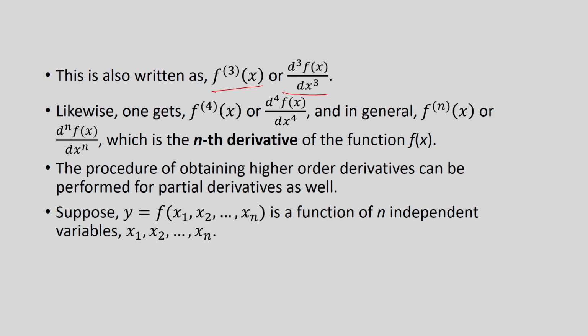and likewise we can go on with the order of the differentiation, and we get the fourth derivative, right, f superscript within brackets 4 of x, the fourth derivative, or d⁴f(x)/dx⁴, and this way it can go on, and we can write it for any arbitrary n, a positive integer, and so it will be f^(n)(x) or dⁿf(x)/dxⁿ. This is called the nth derivative of the function f(x).